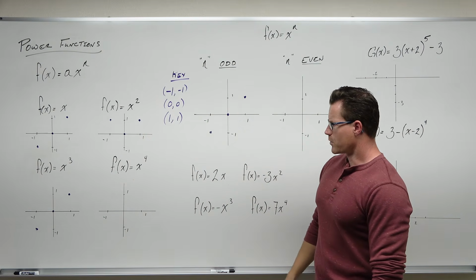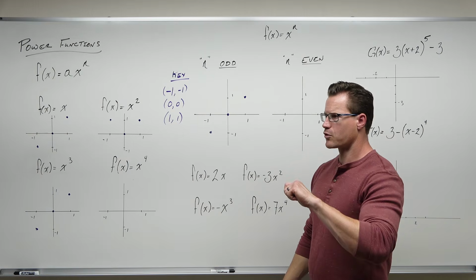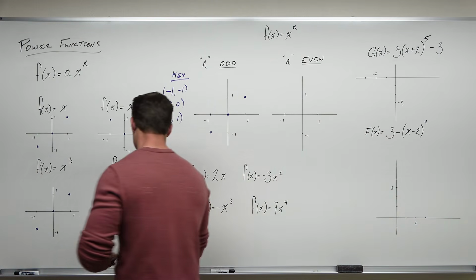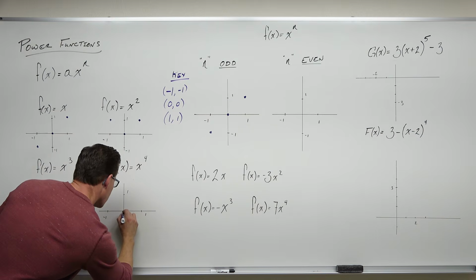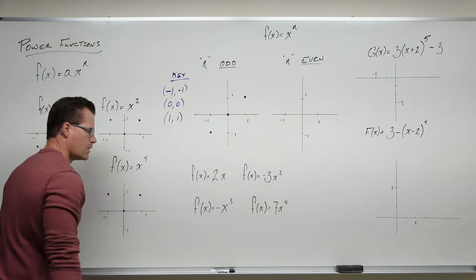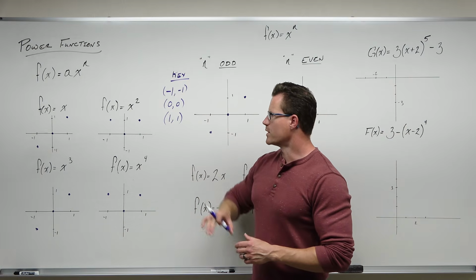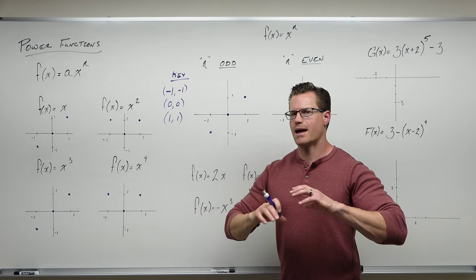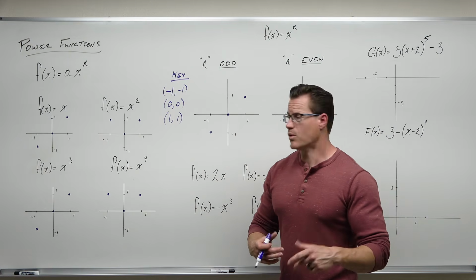Now let's look at x to the fourth. X to the fourth power, if I plug in -1, if I evaluate that, -1 to the fourth power is +1. 0 gives you 0. And 1 gives you 1. These are the exact same 3 points we got in x squared. And in fact, every even power function ever is going to have those same 3 key points.